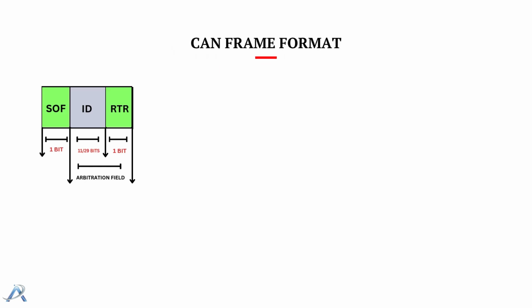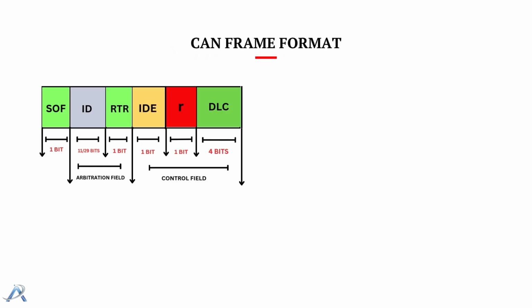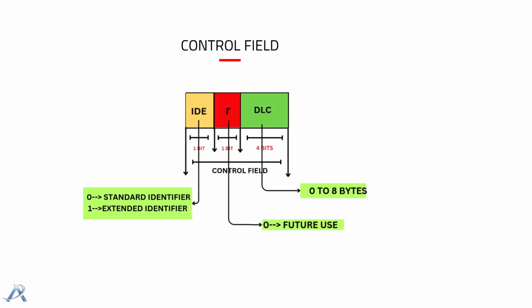Following the arbitration field is the control field, which is 6 bits long. This field contains the IDE bit, which indicates whether the frame uses a standard identifier, set to 0, the dominant bit, or an extended identifier, set to 1, the recessive bit. A reserved bit, typically set to dominant 0 for future use, and the DLC, or data length code. This 4-bit field specifies the length of the data field, ranging from 0 to 8 bytes.